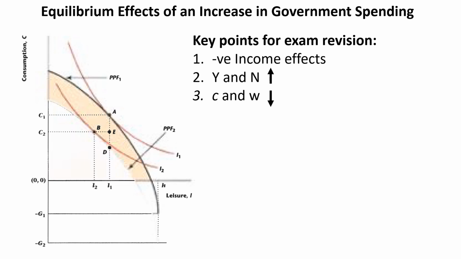Okay, cool. So that was just an intuitive explanation of why an increase in government spending is going to lead to an increase in output and employment, but a decrease in consumption, leisure, and the wage rate. In the next recording, I am going to explain step by step how you can show this graphically, because it can look deceptively easy to draw this graph, but it can be quite difficult for the first time. So in the next recording, I'm going to explain how we can draw this graph in an exam situation.